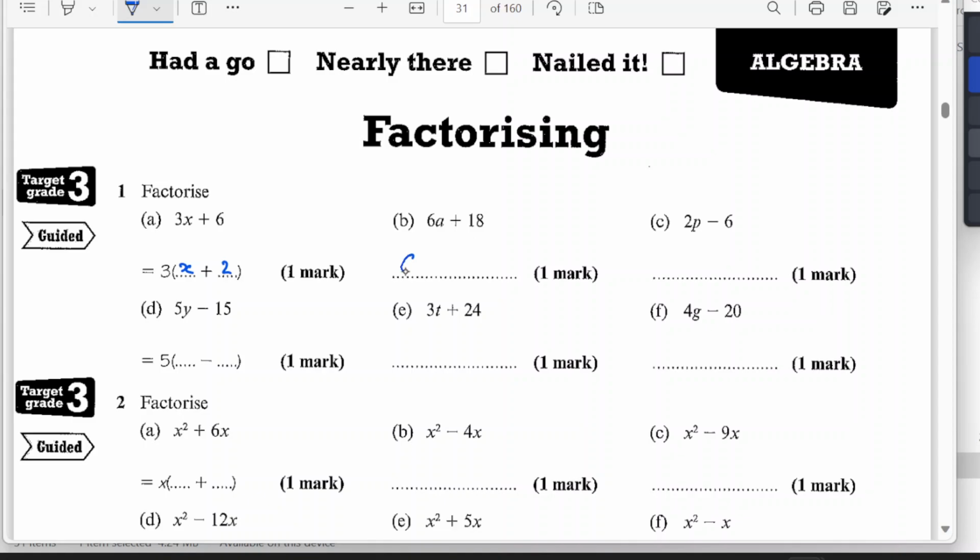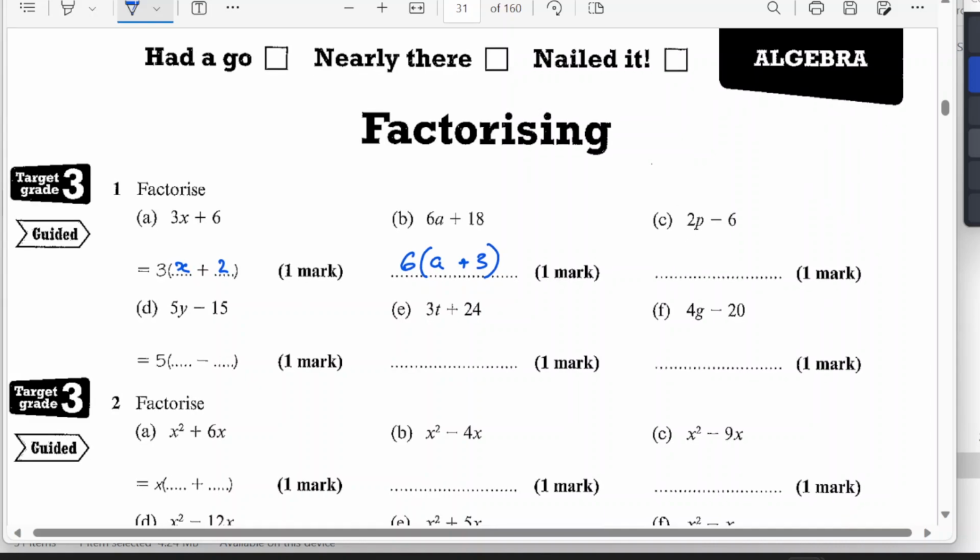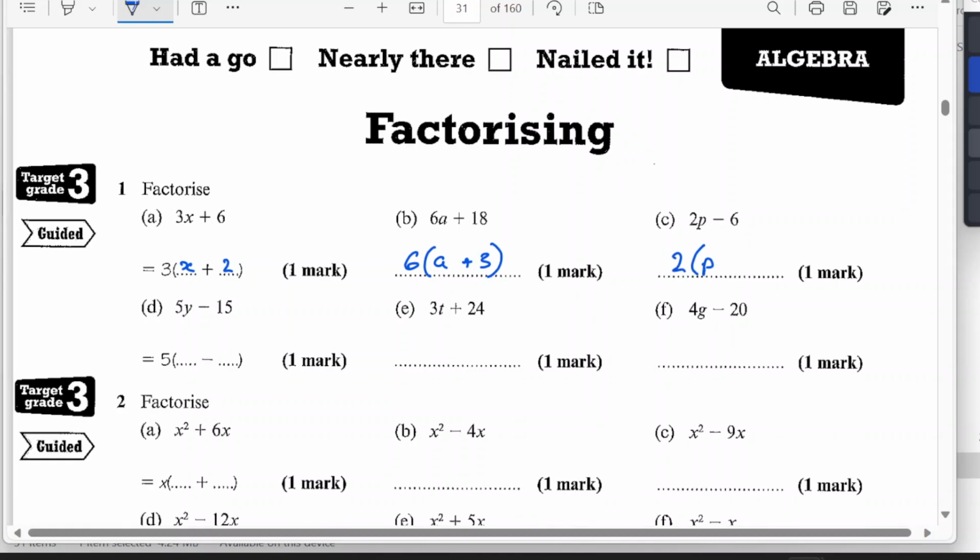We've got 6 as our common factor, and we would need to times 6 by a to get 6a, and we need to times it by 3 to get 18. And for this one, this time our common factor is 2. And we would need to times 2 by p to get 2p, and we would need to times 2 by minus 3 to get minus 6.